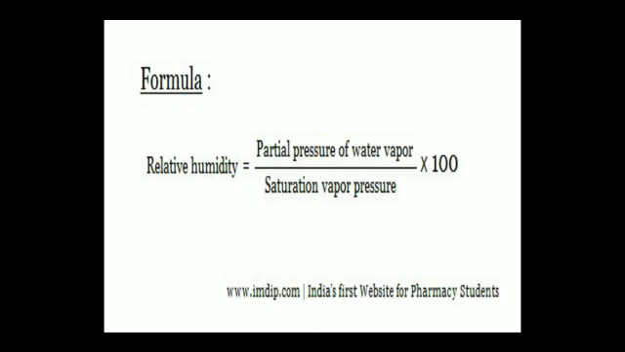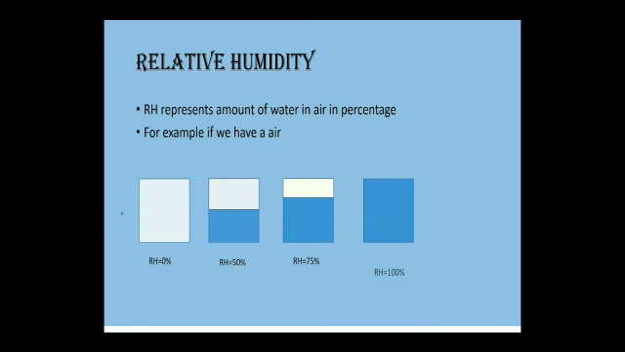By using the following formula, relative humidity can be determined at a particular place. Relative humidity is equal to the partial pressure of water vapor divided by the saturated vapor pressure, times 100. It is expressed as a percentage. RH indicates the amount of water present in a particular air, in percentage. For example, one air sample has RH 0%, meaning there is no moisture present in it. The second contains 50% moisture, the third 70%, and the fourth 100% moisture.